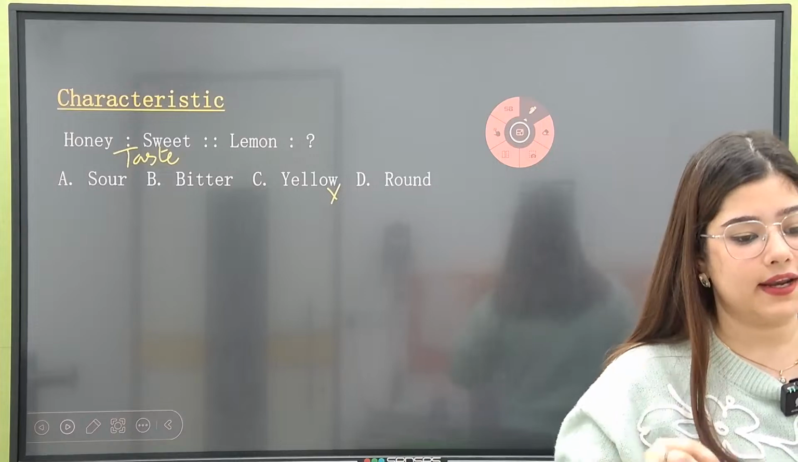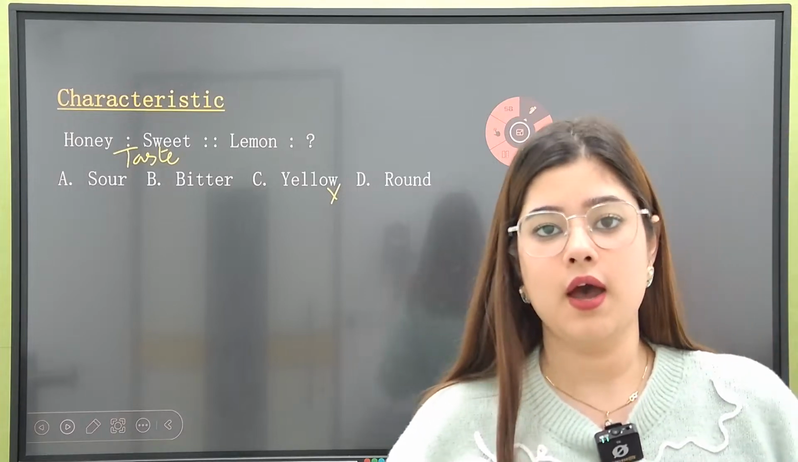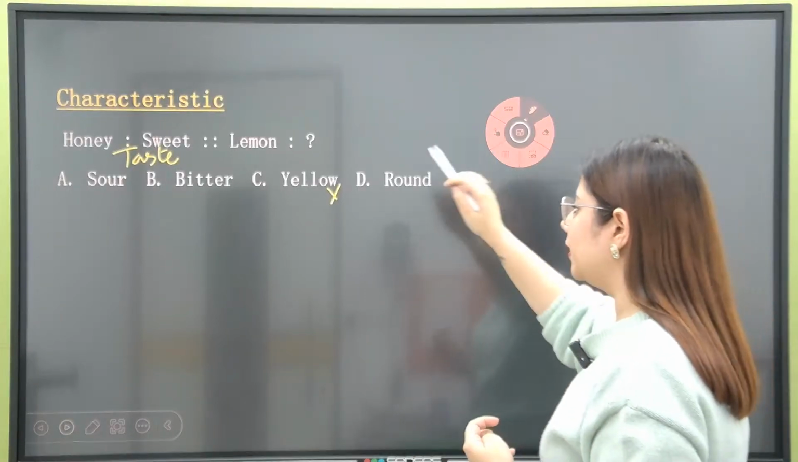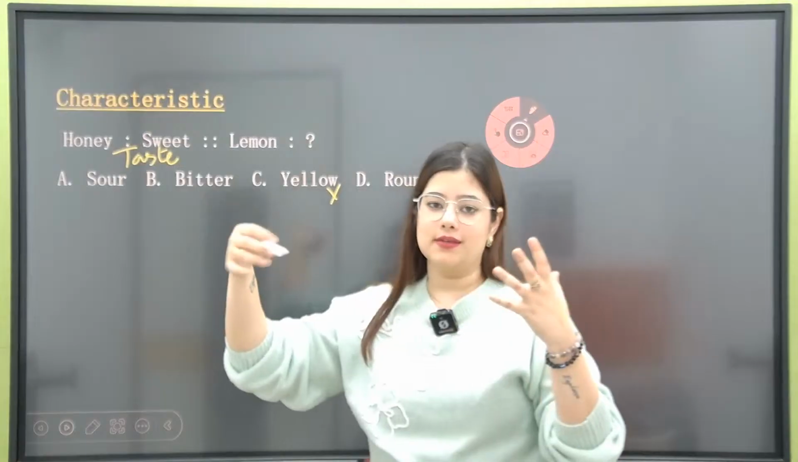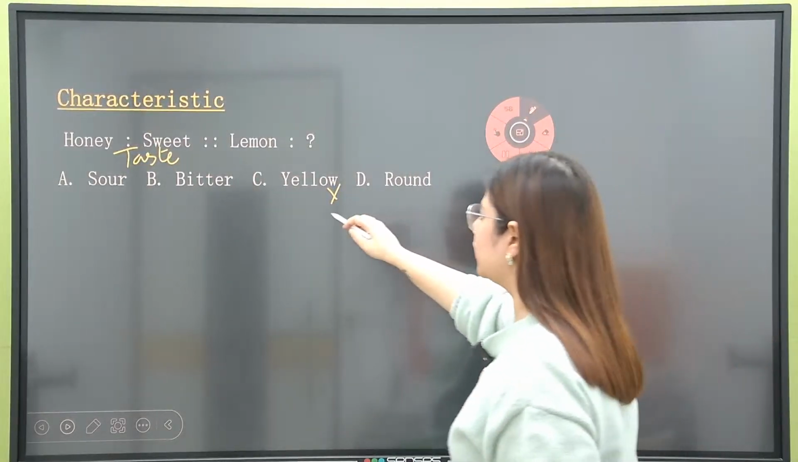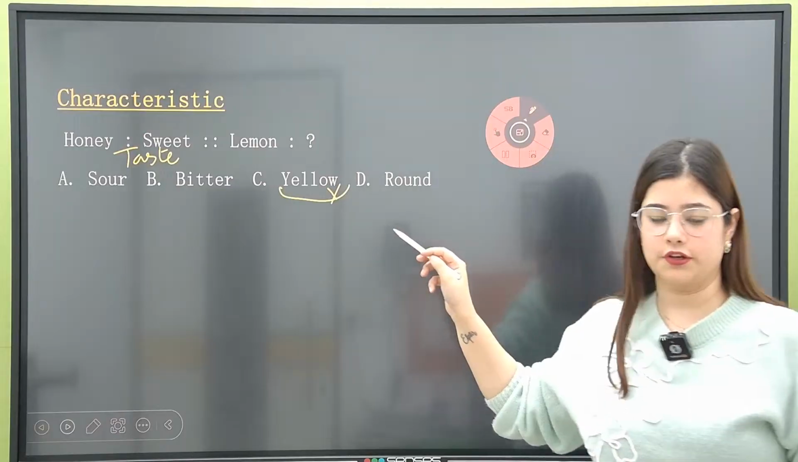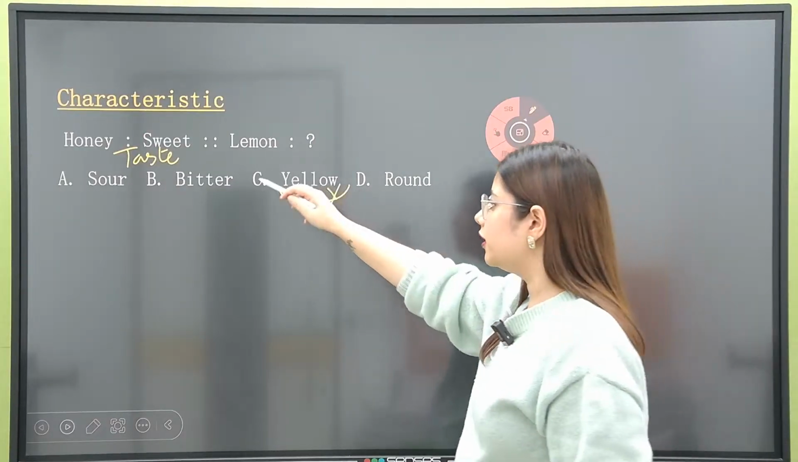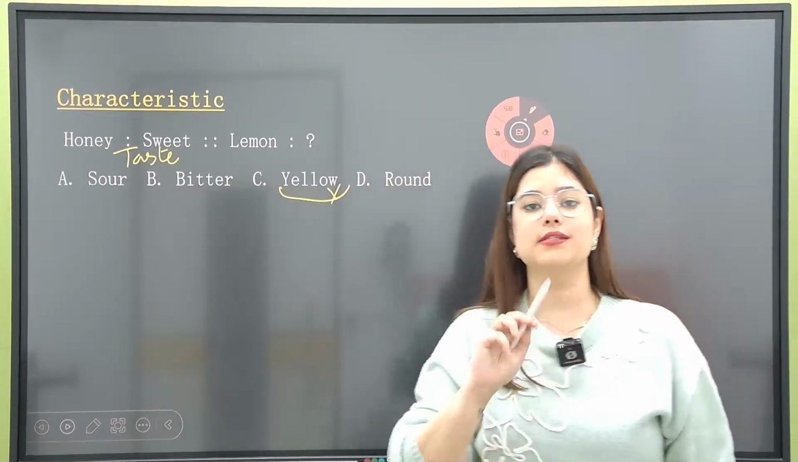Identifying the correct characteristic is also important. Honey is yellow in color. Lemon is yellow in color. Well, honey is goldenish in color. Lemon is yellow in color. But I cannot select that as the correct answer here, because the characteristic that we are talking about here is not color. It is taste.